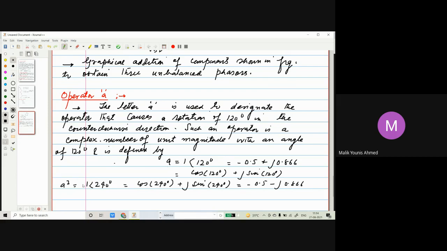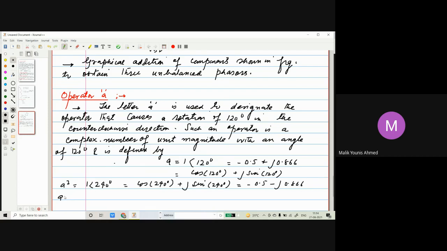Similarly, A squared will be what? In polar, that will be 1 at an angle of 120 multiplied by 1 at an angle of 120. So magnitudes will multiply each other, that will be 1. Angles will add, that will be 240. So cos 240 plus j sine 240 will be minus 0.5 minus j 0.866.